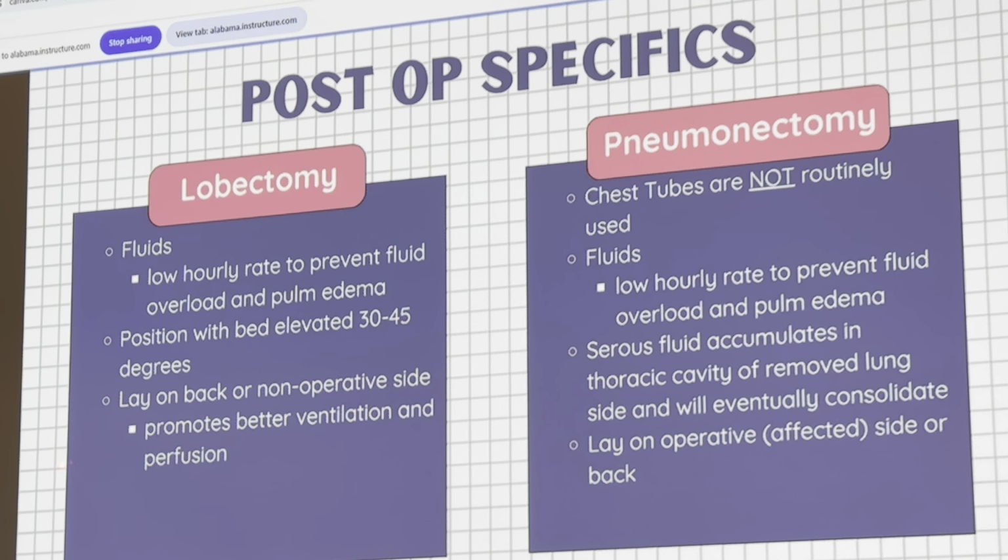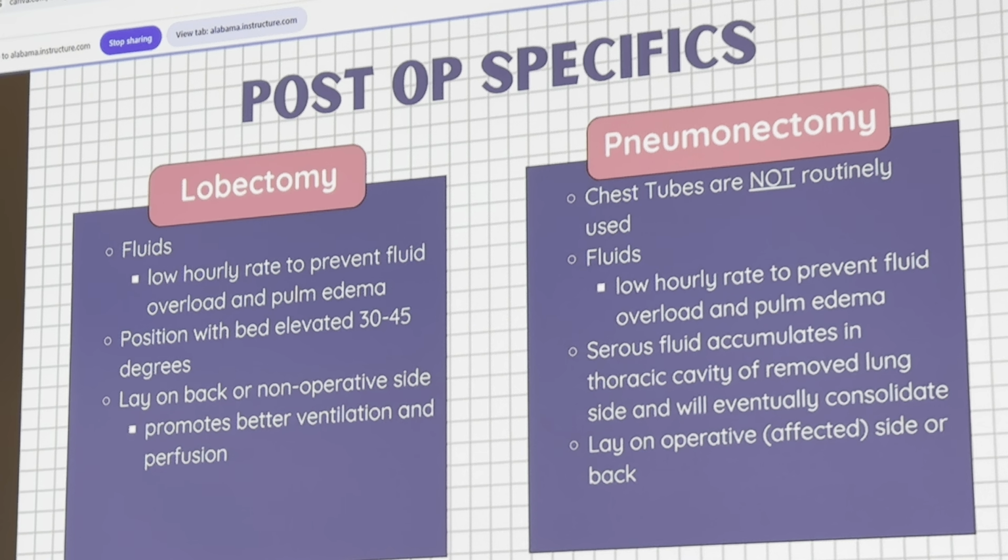This bullet point, this third one right here, is going to be kind of your big thing for your lobectomies. Lay on your back or non-operative side. And that's going to promote better ventilation and perfusion. So let's think about it. I'm laying on my non-operative side. That means, let's say if I had a right lobectomy, I'm going to be laying down on my left side.